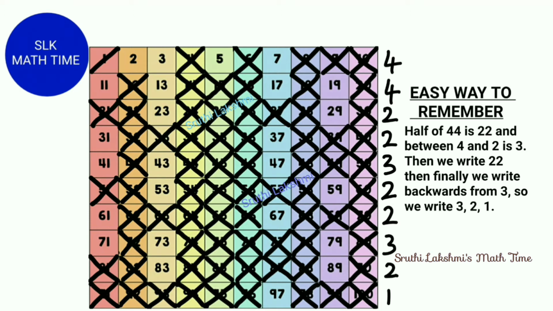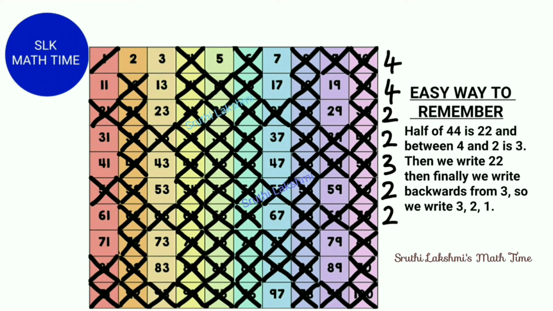So to remember this number, there's a very simple trick. First, we have to write 44. So what is the half of 44? The half of 44 is 22. So we write 22 like this. Then what is between 2 and 4? Between 2 and 4 is 3. So we write 3. Next we write 22. So here we have the number 322.